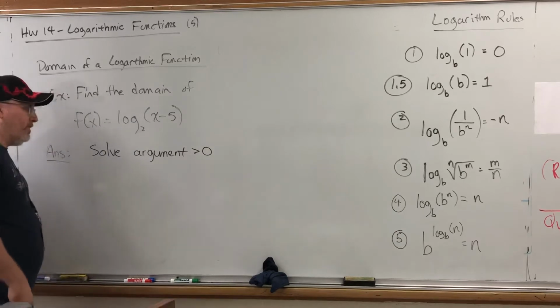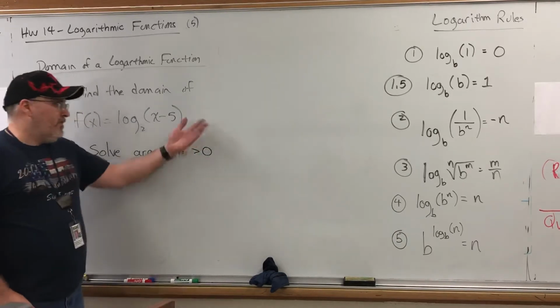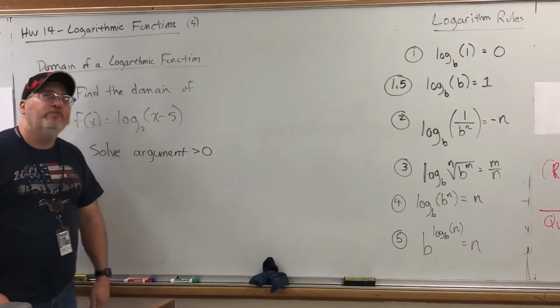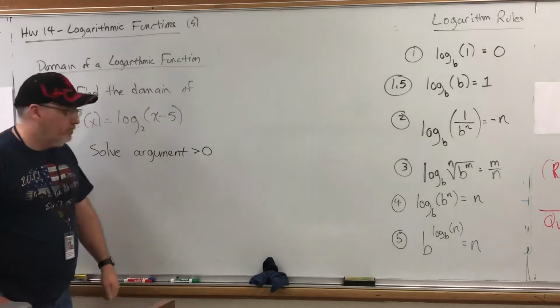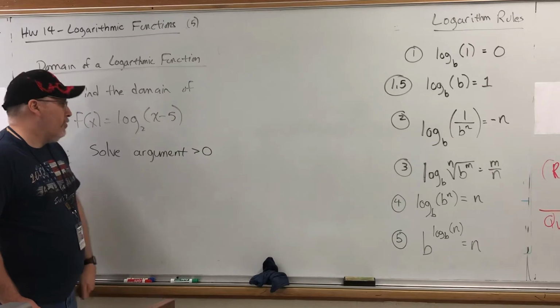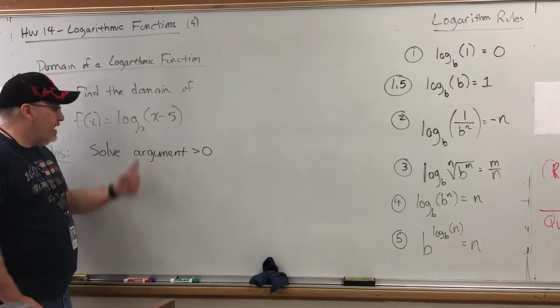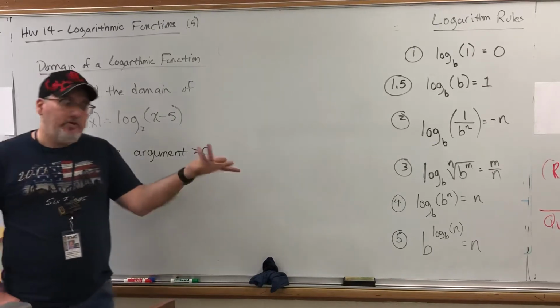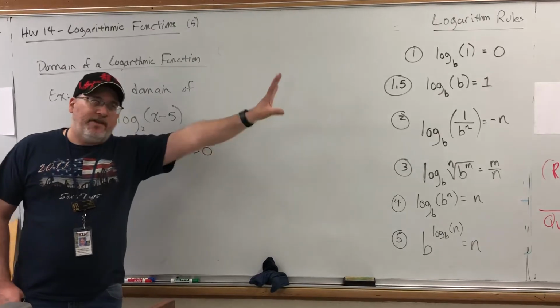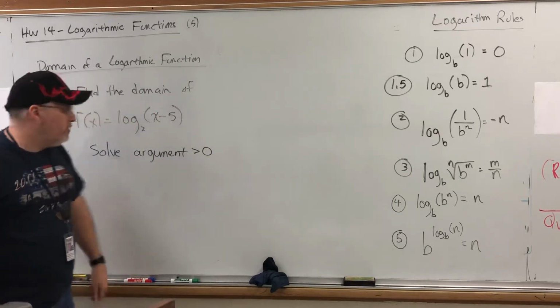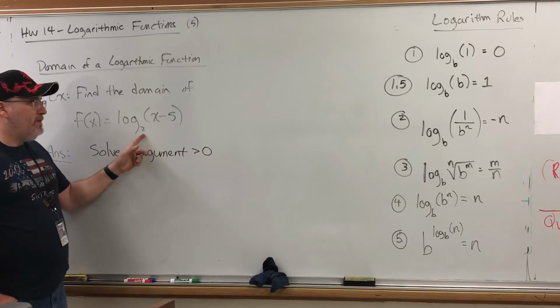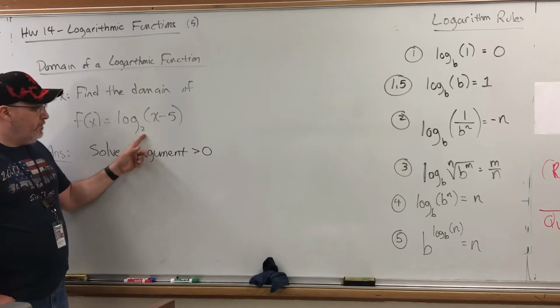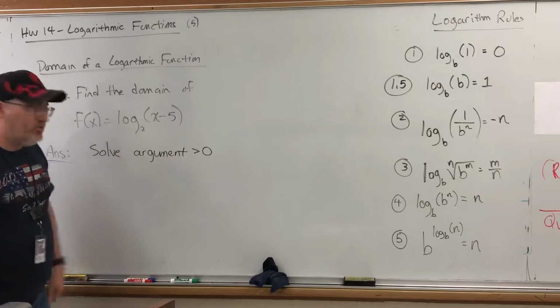Well, here's another way to think about it. Whatever the answer to this is, the power that you put on the 2: if you put a positive power on the 2, you get a positive number. If you put a 0 power on a 2, you get 1. And if you put a negative power on a 2, you get a reciprocal of a positive number that can get really small but never hit 0. So in other words, 2 to any power will always be greater than 0. So this argument must be greater than 0.